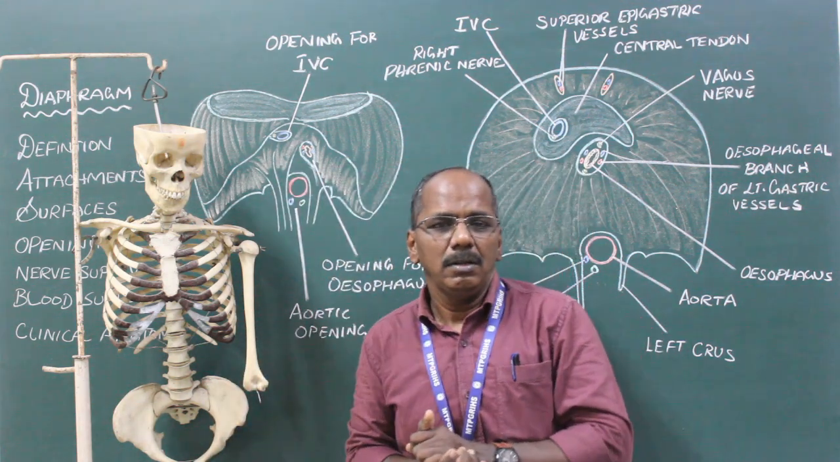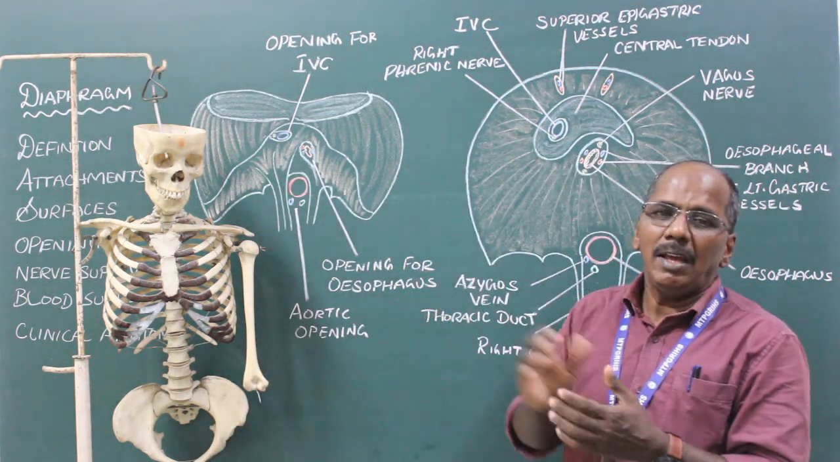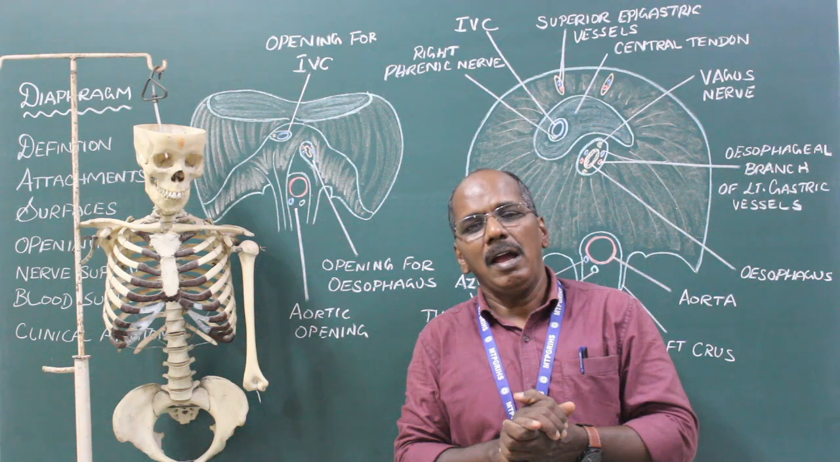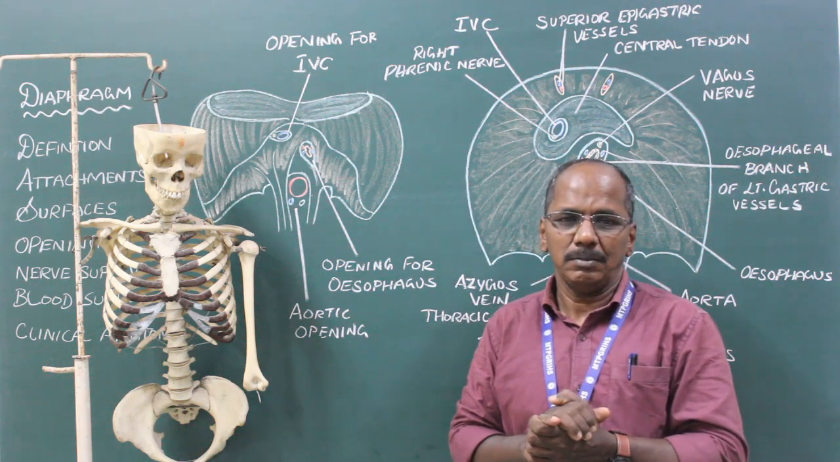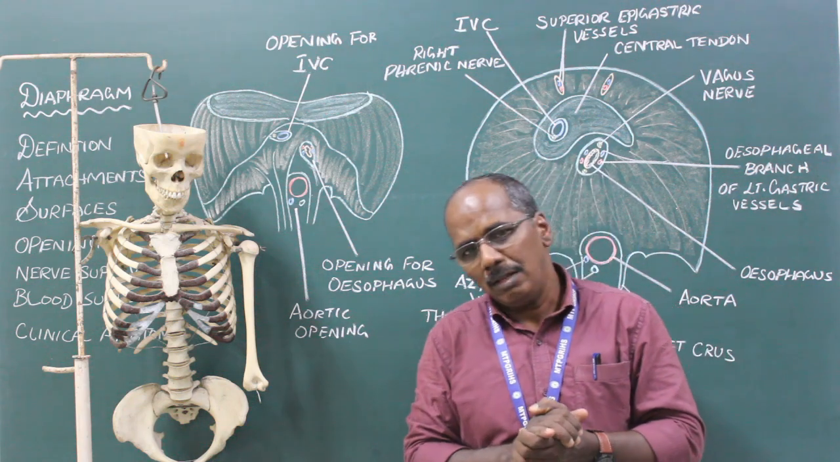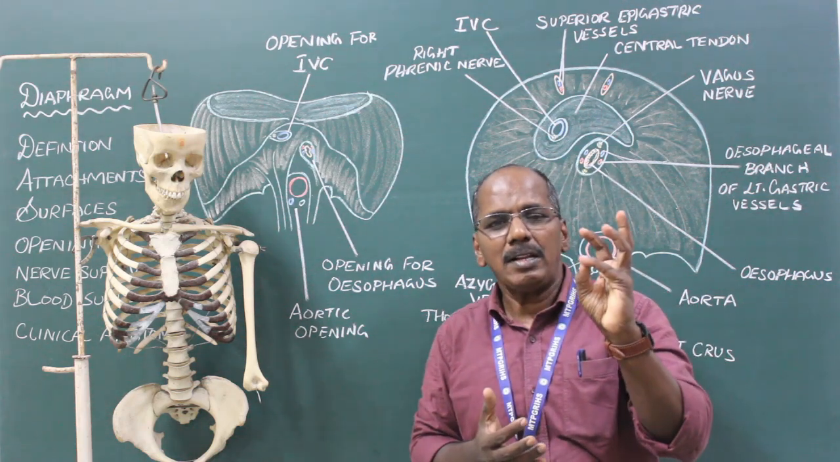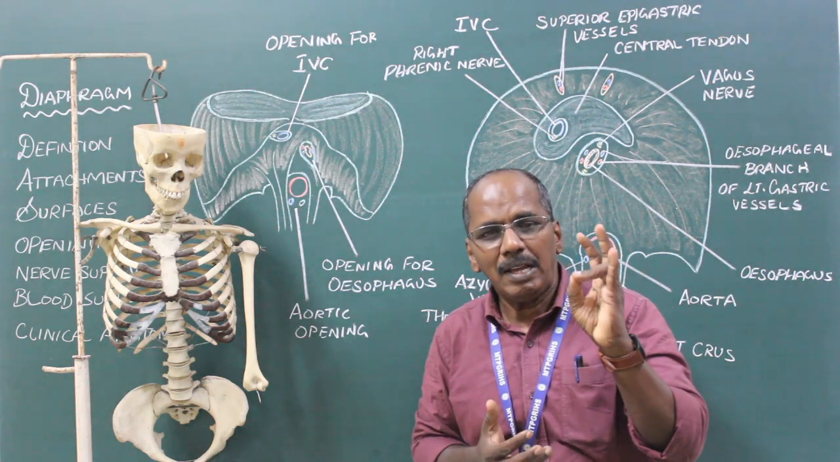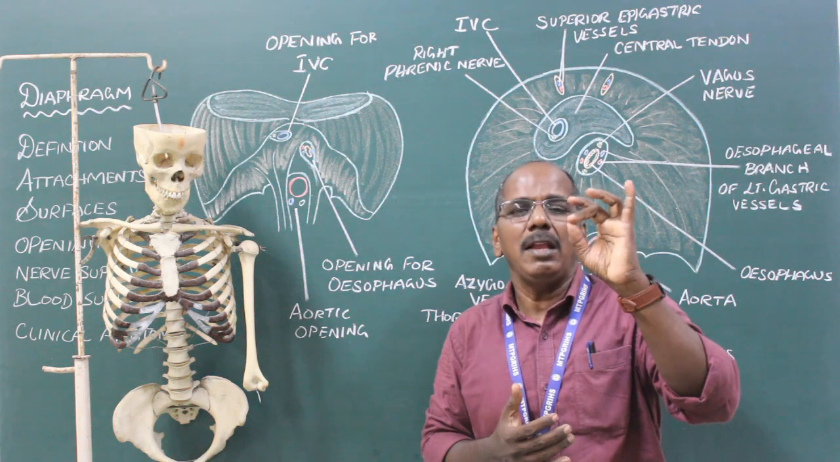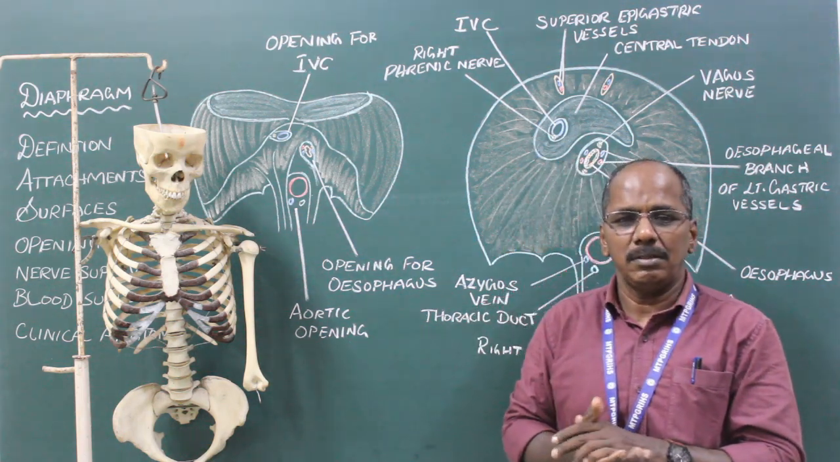Now the diaphragm is supplied by the phrenic nerve and intercostal nerves. Blood supply: it is supplied by the musculophrenic artery, pericardiophrenic artery, and superior and inferior phrenic arteries.